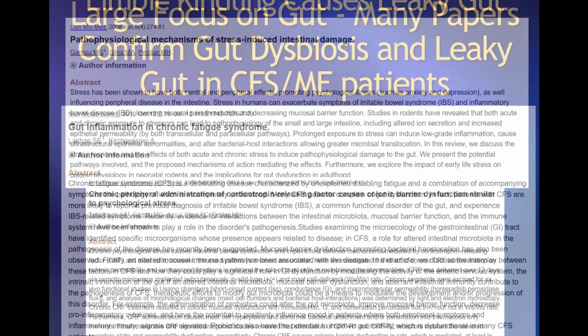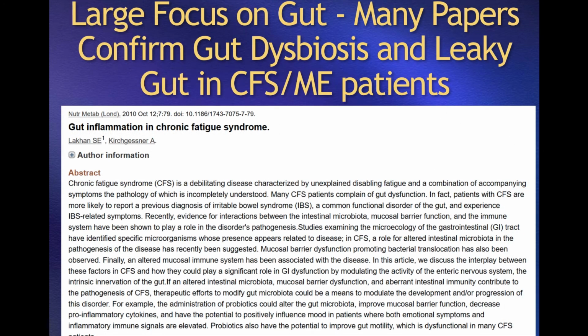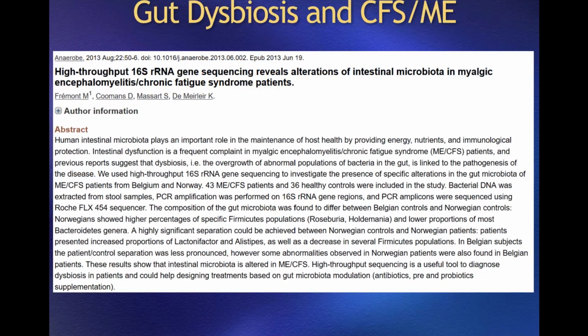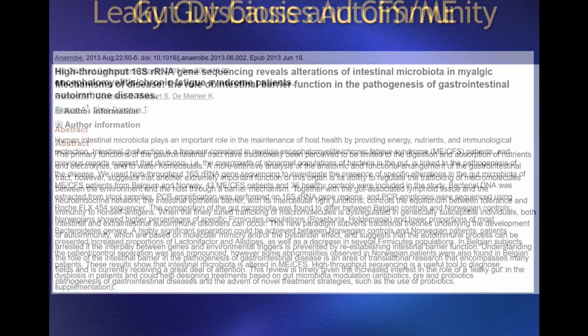These are the studies. And the focus on the gut is huge for chronic fatigue. This is a good paper up to 2010. It's a summary of all the papers showing gut inflammation in chronic fatigue syndrome. Going on from that, the 2013 paper, this is Fremont and Demelier, brilliant researcher, top European researcher, looking at gut dysbiosis in CFS and ME.